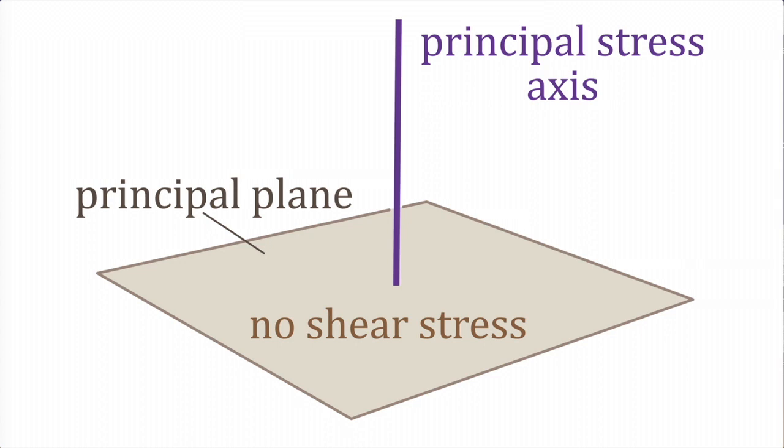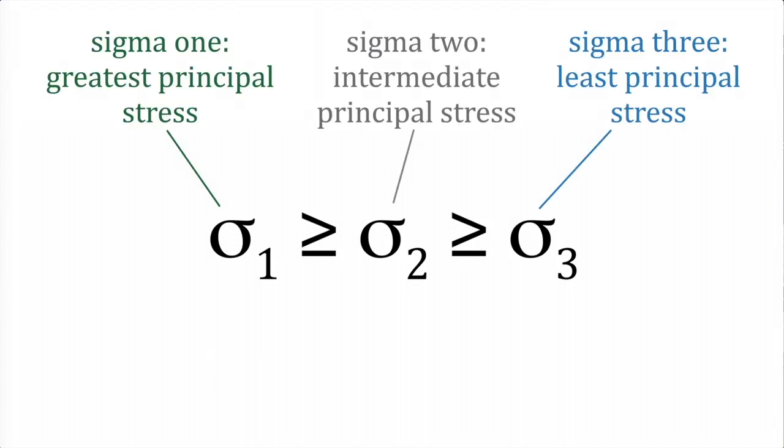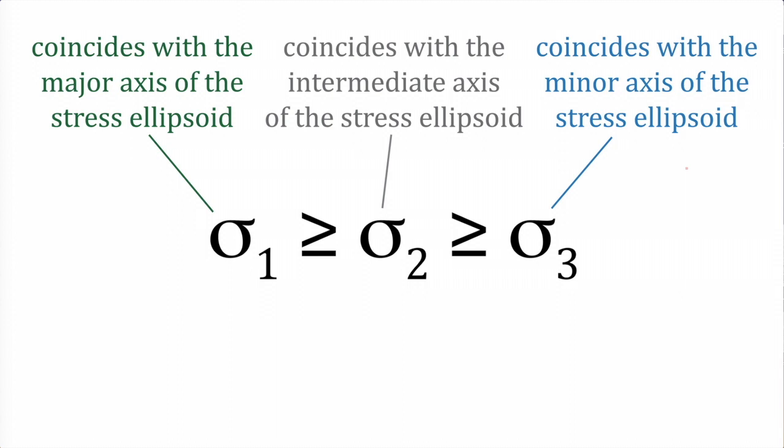There are 3 principal stress axes, and in a differential stress state, they're not equal. We call the stress that is coincident with the larger axis of our stress ellipse sigma 1. Sigma 1 is greater than or equal to sigma 2, the intermediate stress, which is greater than or equal to sigma 3, the least stress. Sigma 1 is the greatest principal stress, sigma 2 is the intermediate principal stress, and sigma 3 is the least principal stress. Sigma 1 coincides with the major axis of the stress ellipsoid.